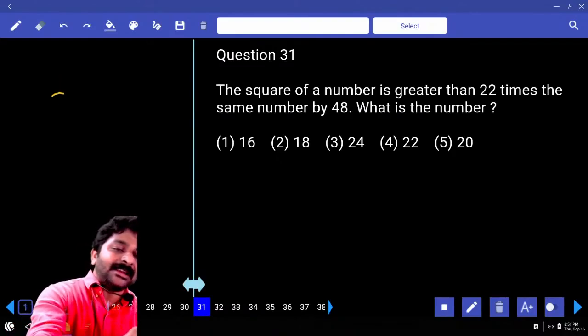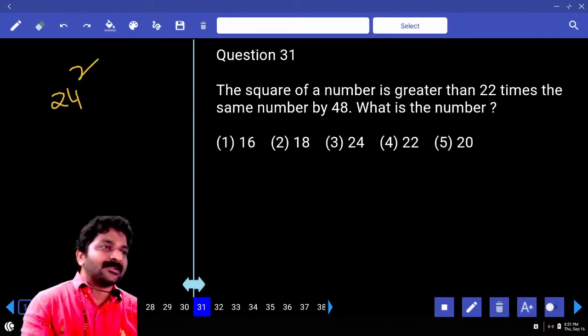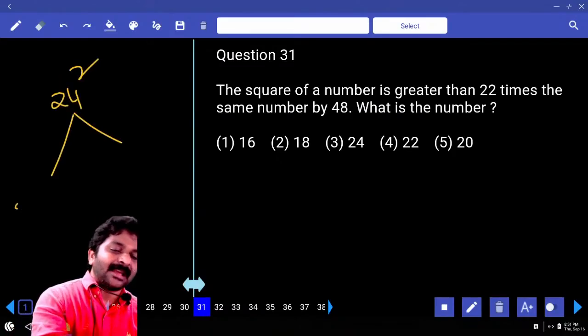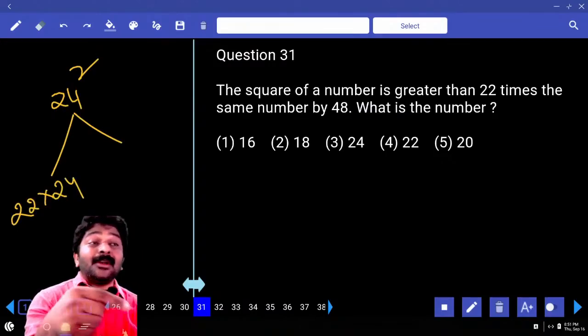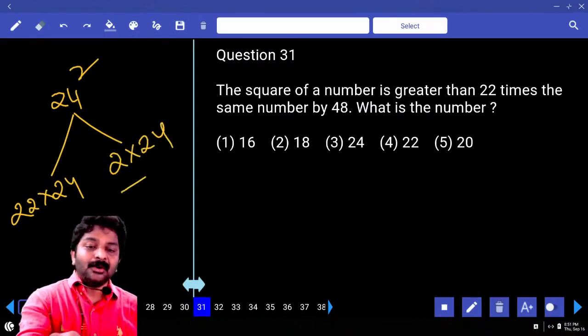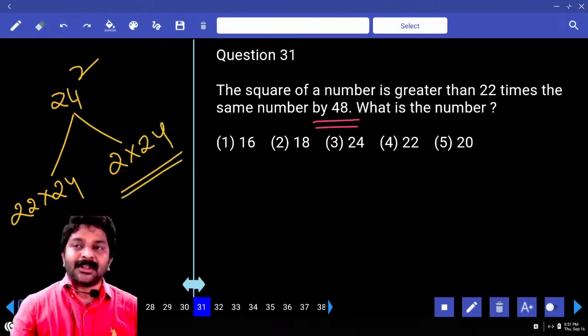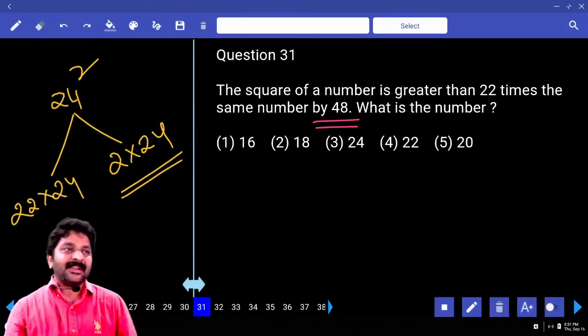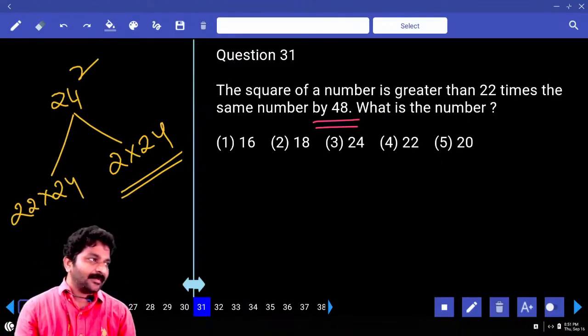So if you write it as 24 square, I will treat this number as 22 times of 24 plus how many more times we need to take? 2 times of 24. 2 times of 24 is equal to 48 only. Condition satisfied, your number is 24.